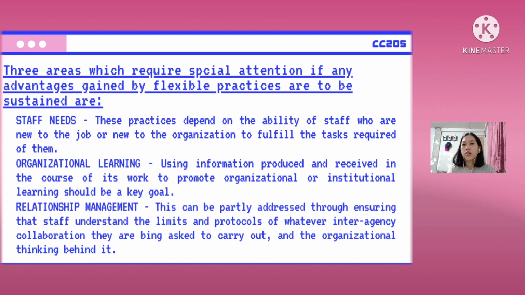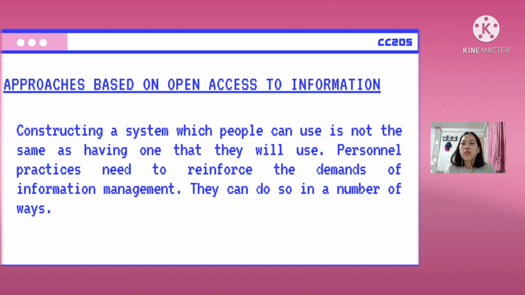Relationship management. If development organizations are in a state of constant change, and part of that change is a rapid increase in less formal communication between their staff, then many opportunities for misunderstanding between them will rise. This can be partly addressed through ensuring that staff understand the limits and protocols of whatever interagency collaboration they are being asked to carry out and the organizational thinking behind it.